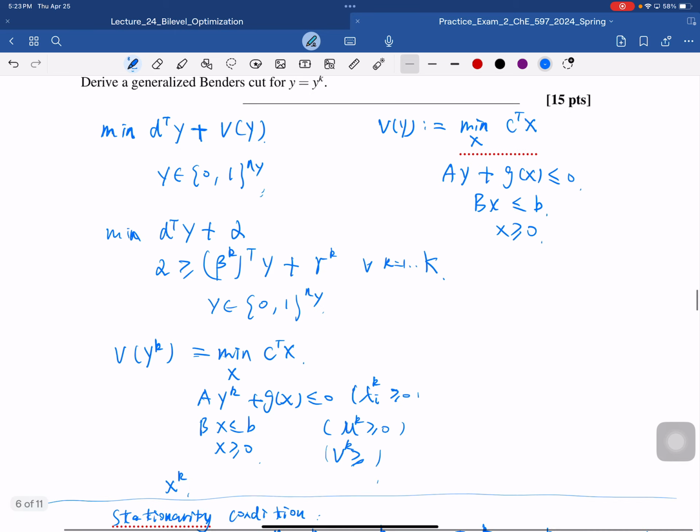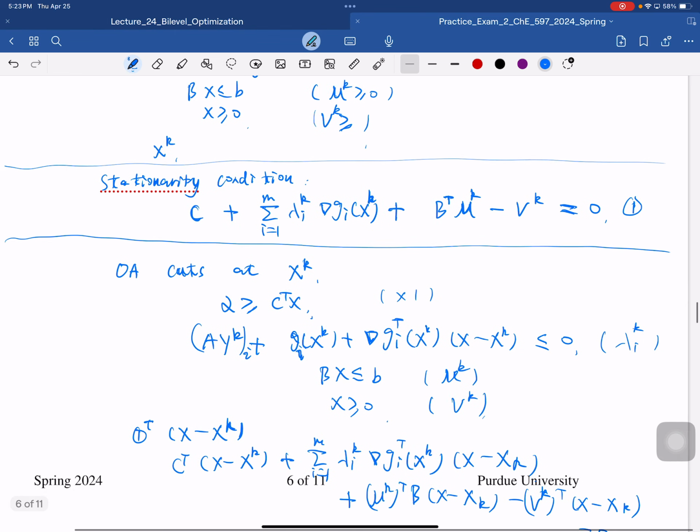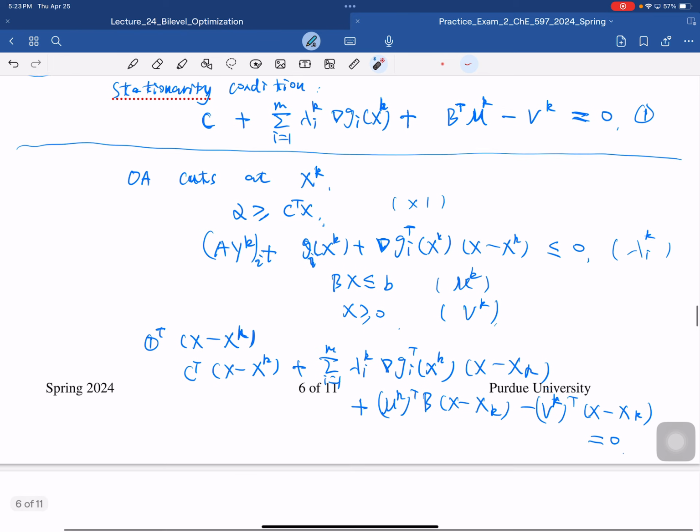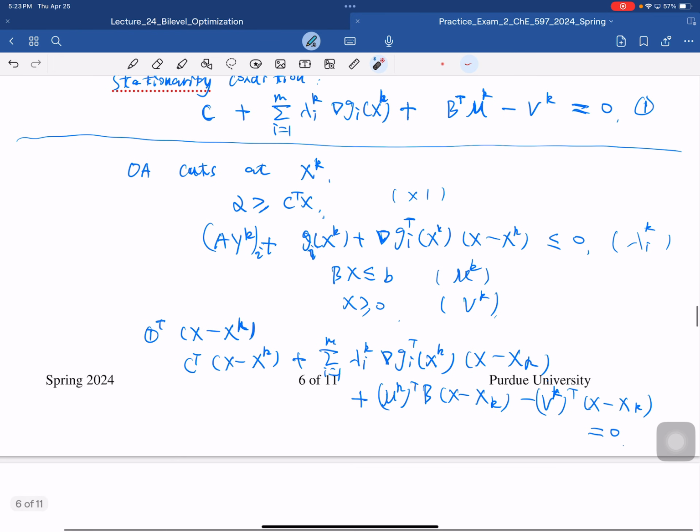Right, so I'm not going to do the detailed algebra here. If you have these two things here, you almost get full points, but you should do the calculation, to aggregate those OA cuts and then use this equation to eliminate all the terms related to X. Okay.